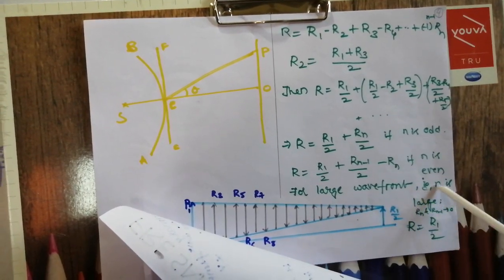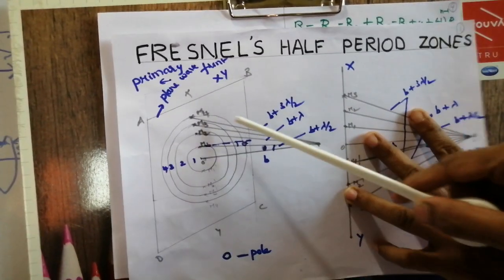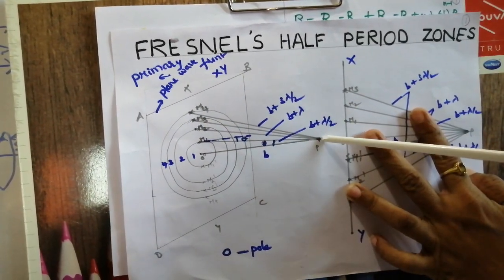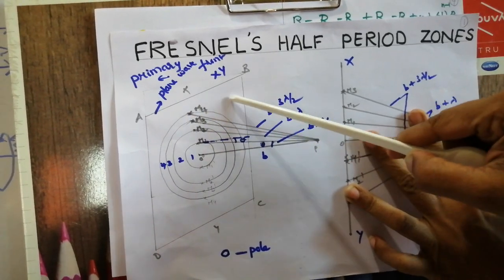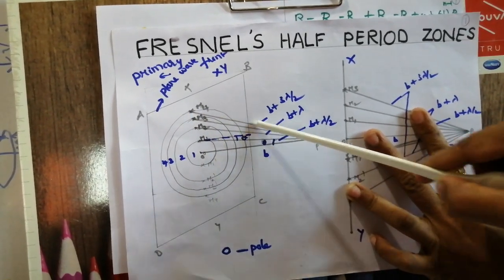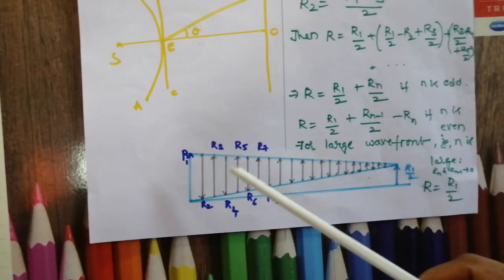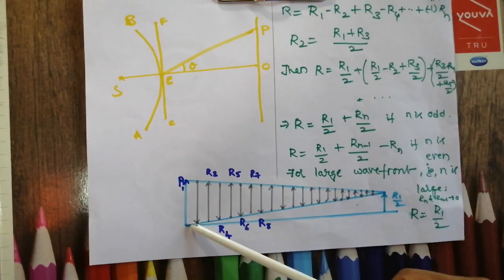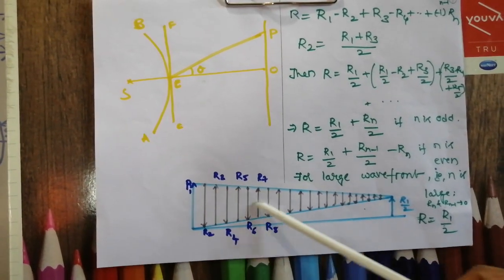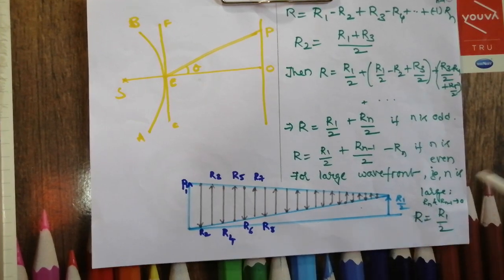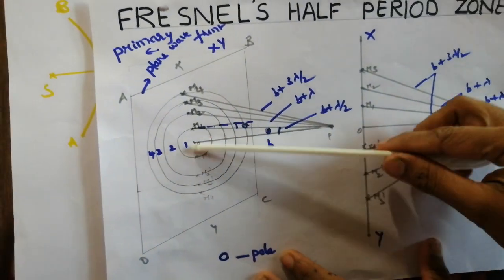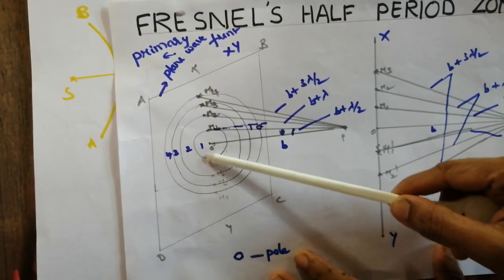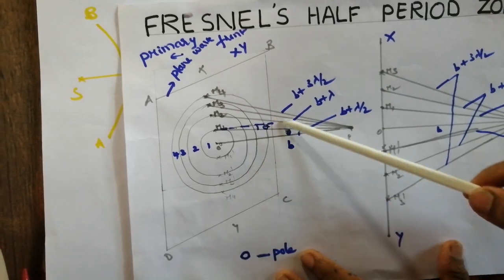For a large wavefront, n is very large. If n is very large, zones are very far from the point P, so their amplitude contribution is very small, because it is inversely proportional to the distance. So by adding vectorially, this is the first amplitude, this is the second amplitude in the opposite direction, and finally we get R1 by 2. The R1 by 2 is from the upper portion. The remaining R1 by 2 we get from the lower portion. So the total amplitude will be R1.